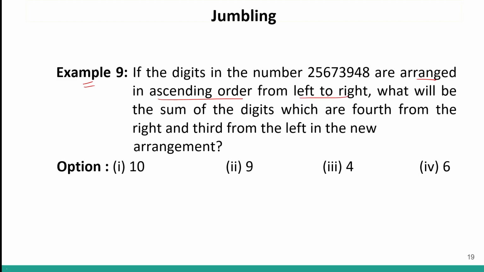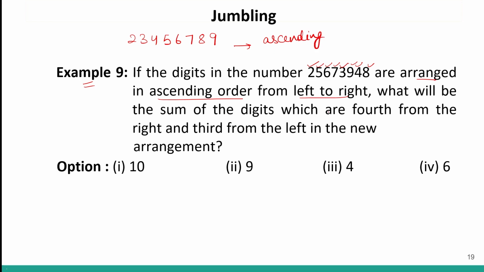So order is given to us left to right. Which will be the sum of the digits? So we'll come to the question later. First, let us arrange them in ascending order. So if I arrange them in ascending order, it will be 2, 3, 4, 5, 6, 7, 8, and 9. This will be ascending order. Correct?